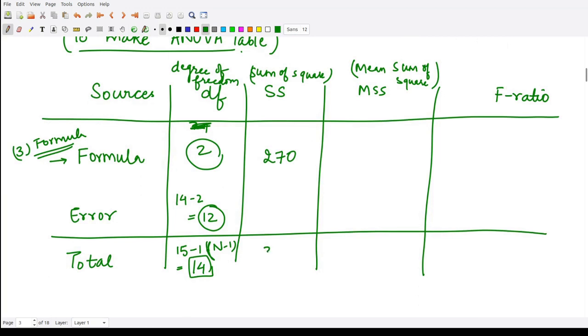So this is 302. Now this value is obtained when you subtract 270 from 302. So this value is available to you as 32, right? So this is the quantity here. So that means when you add 32 and 270, you obtain 302. Next we are to calculate the mean sum of squares.